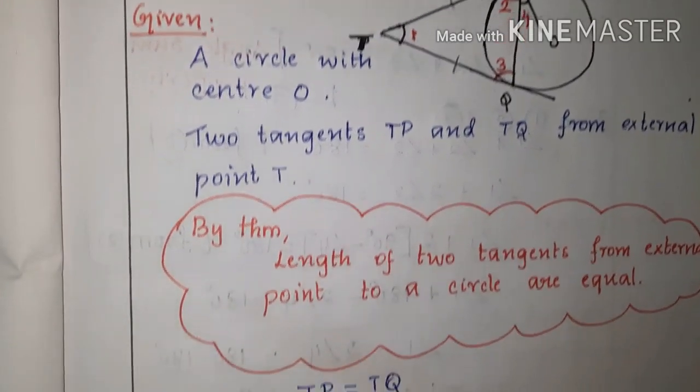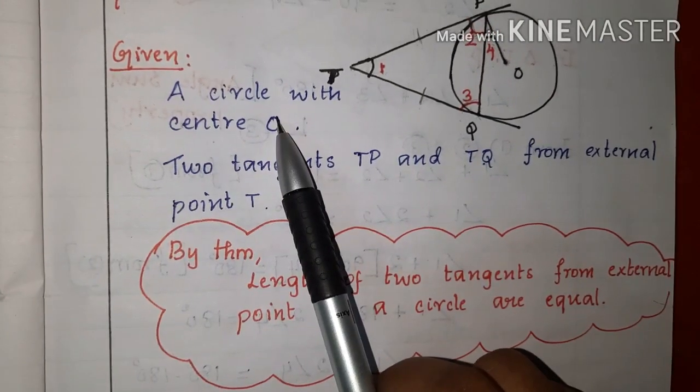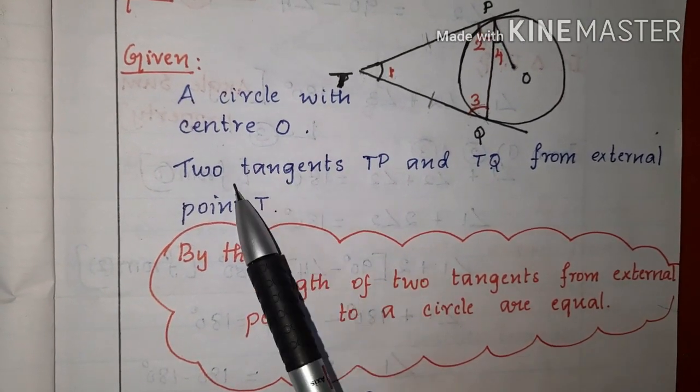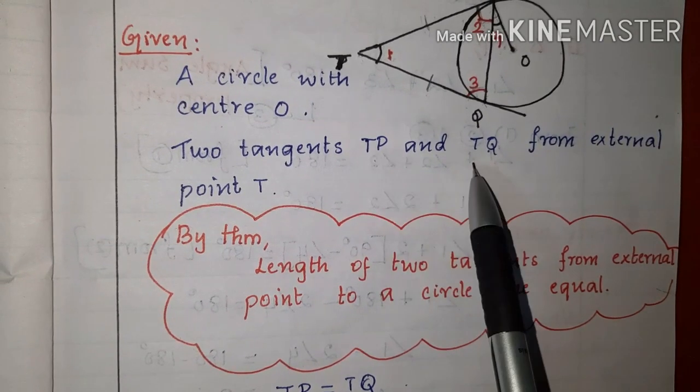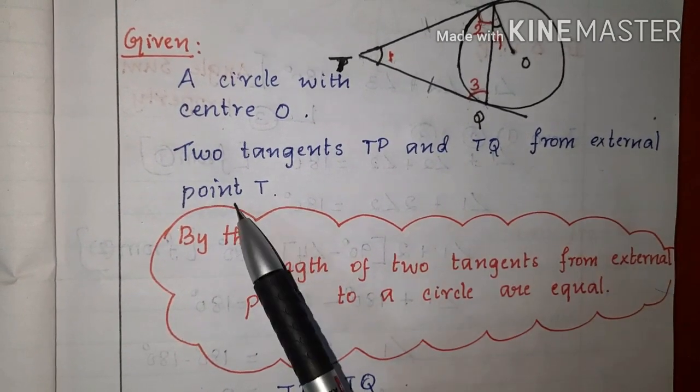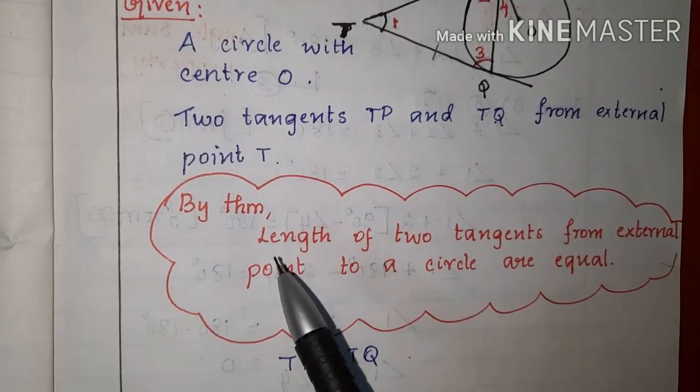So first write given. So given, what do you write? A circle with center O. Two tangents TP and TQ from external point T. Okay. Now what shall we do?